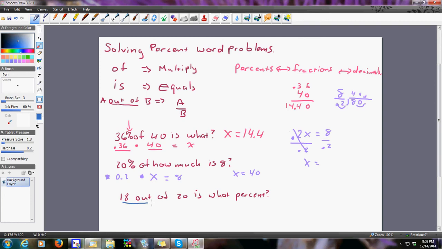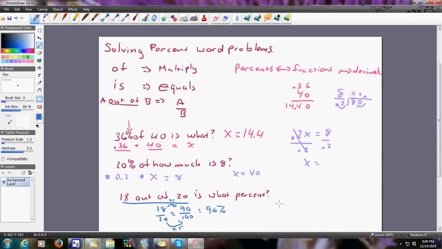18 out of 20. This is how you figure out your percentages on exams. You take 18 out of 20, and you make that 20 into 100 by multiplying by 5. If I multiply that by 5, I have to multiply this by 5. You get 90 out of 100, which is 90%.